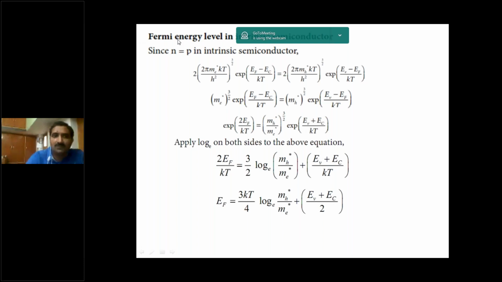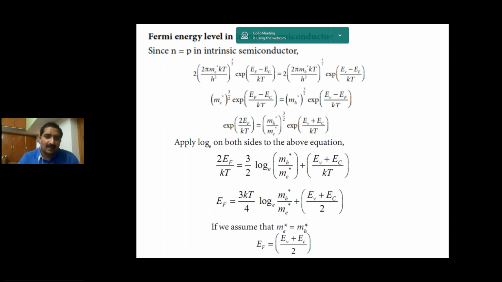So finally we want the Fermi energy level. The Fermi energy level Ef is equal to, taking this 2 across, 3 by 4 kT log of mh star by me star, plus Ev plus Ec by 2. If we assume that Me star is equal to Mh star, then log 1 is 0. So that's why Ef is equal to Ev plus Ec by 2.